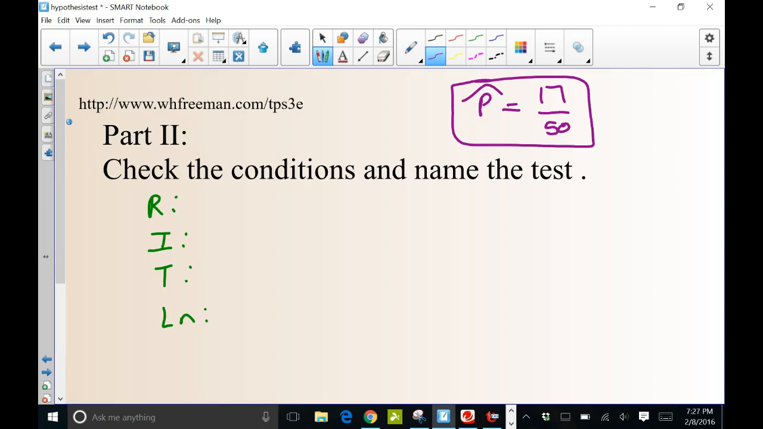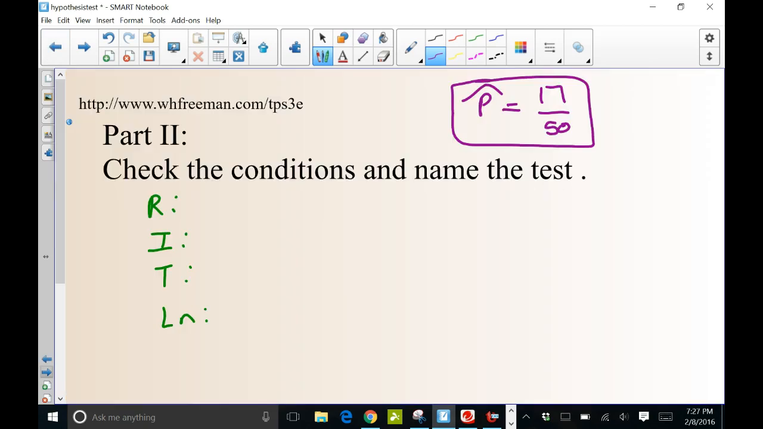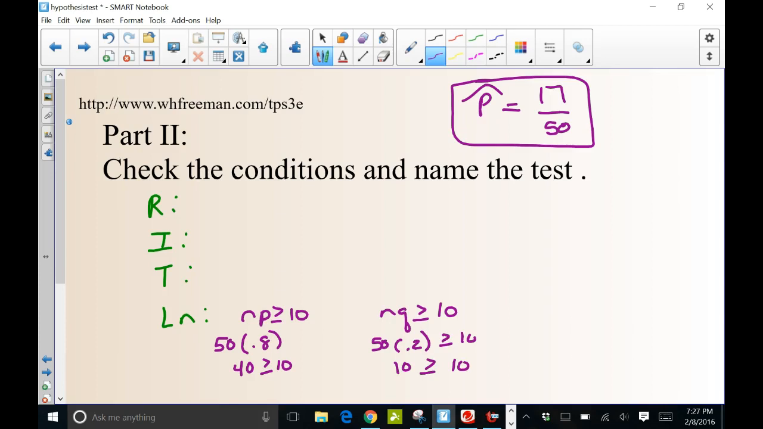Here's the difference. In the null, we assume that this 0.80 is the real value. So we have to use that. So when we check conditions, it's np greater than or equal to 10 and nq greater than or equal to 10. Our n is 50 because he took 50 shots. Our p, we claim that he really got 80% in. 50 times 0.8 is 40, which is greater than or equal to 10. The next part is 50 times q, and that's 10, which is greater than or equal to 10.